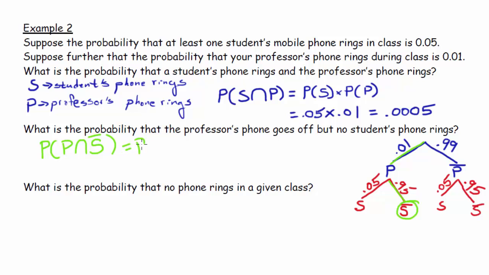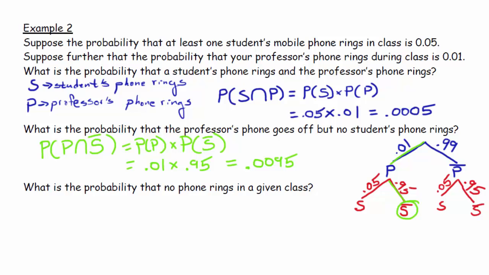Well, that's going to be the probability that a professor's phone rings times the probability that no student's phone rings. So this is going to be 0.01 times 0.95. So this is going to be 0.0095.